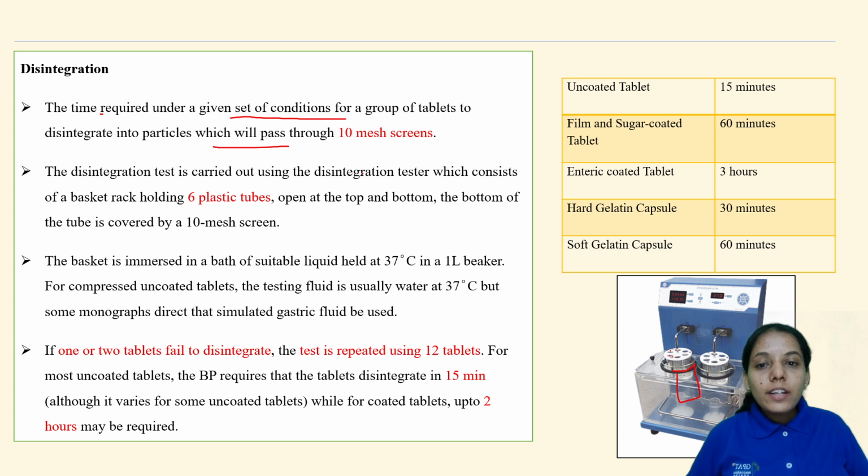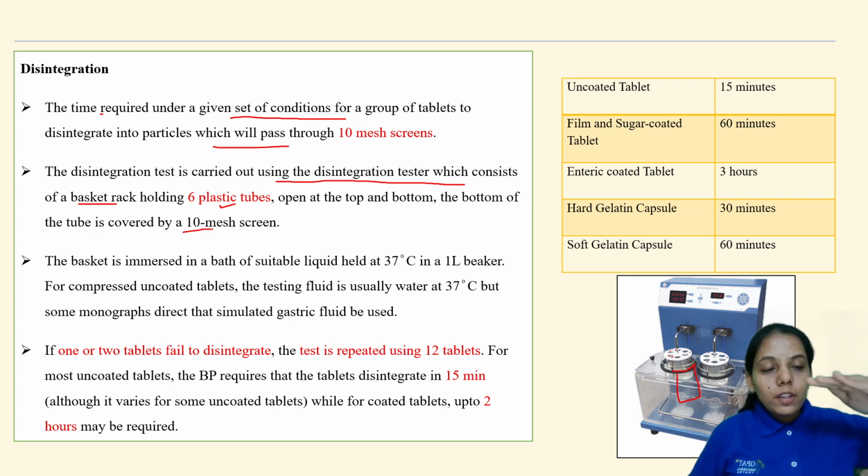The disintegration test is carried out using the disintegration tester, which consists of a basket rack holding 6 plastic tubes. These are the plastic tubes, open at the top and bottom. It is open from the top to add the tablet, and open from the bottom because the disintegrated particles will come down. The bottom is covered by a 10 mesh screen.